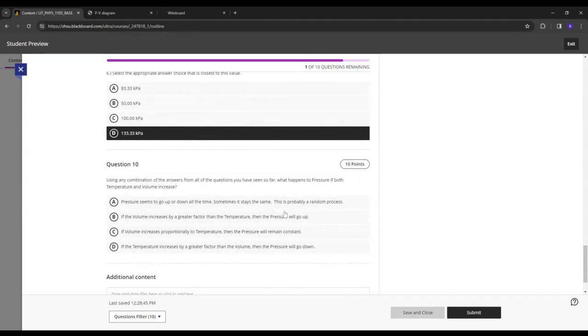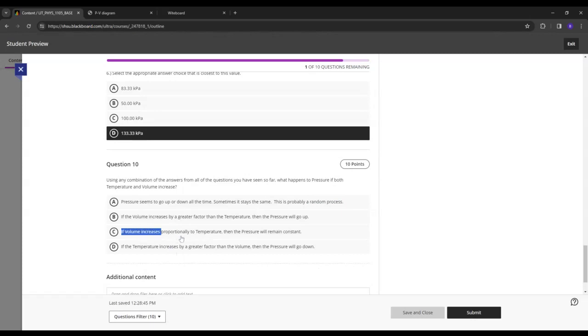Okay, so I'm not fully ready to say that it's a random process. So let's look through these and see what we think is true. If the volume increases by a greater factor, then the pressure goes up. Well, we saw the opposite of that. Remember, having more space means the molecules are less likely to bump into each other. Pressure should have gone down. So I'm not liking either of the first two yet.